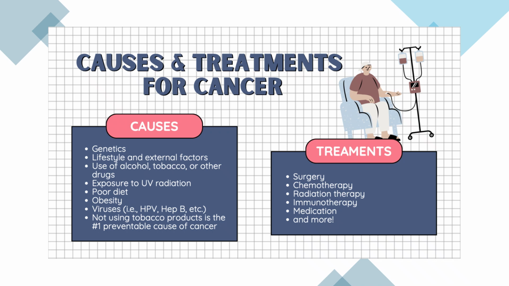However, lifestyle and these external factors, as opposed to the genetics, are the main causes of many different types of cancer. Not using tobacco products, for example, is shown to be the number one preventable cause of cancer. And like I said, there are other risks, of course. Alcohol, radiation, poor diet, obesity, and certain viruses as well can also cause it.